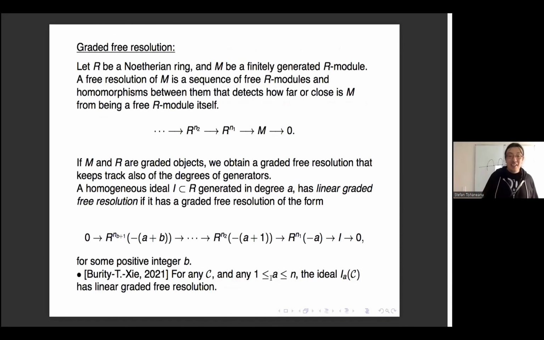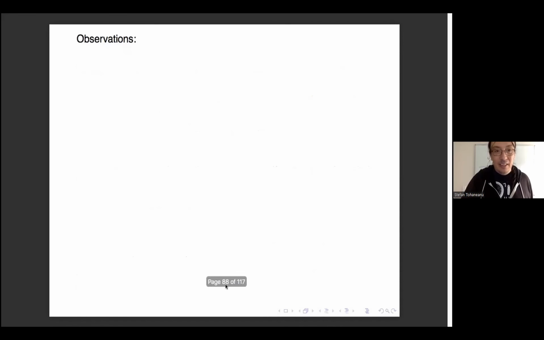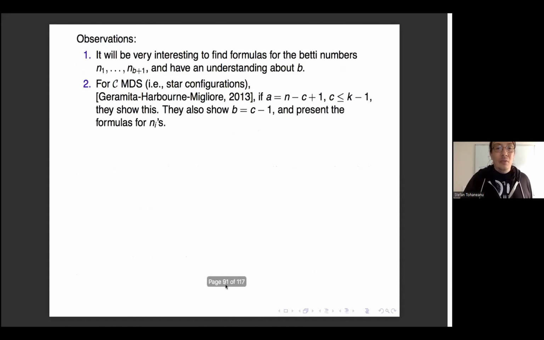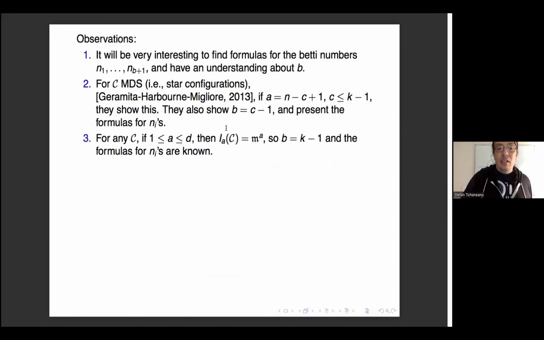Any ideal generated by F-fold products of linear forms has a linear graded free resolution. That's a very important result, and it generalizes the result of Geramita, Harbourne, and Migliore. Also, in that situation, when A is between 1 and D, we know that I sub A is a power of the irrelevant maximal ideal. B is K minus 1, and the formulas for the Betti numbers are known.